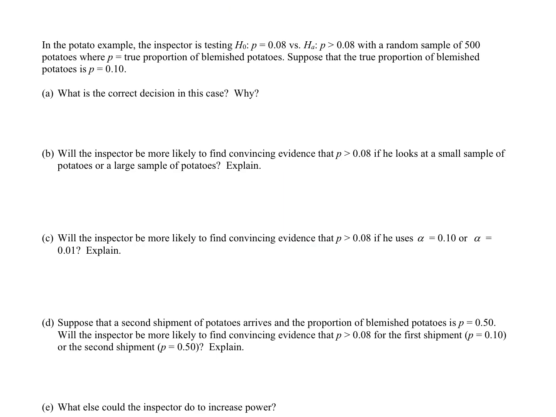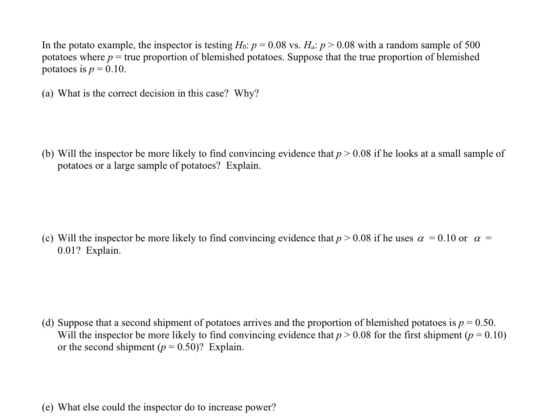In the potato example, we have an inspector that is testing P equals 0.08 versus P is greater than 0.08 with a random sample of 500 potatoes. P is the true proportion of blemished potatoes. Suppose that the true proportion of blemished potatoes is P is equal to 0.1. So we're taking a sample of 500 potatoes, just looking at what proportion of those potatoes have a blemish of some kind.